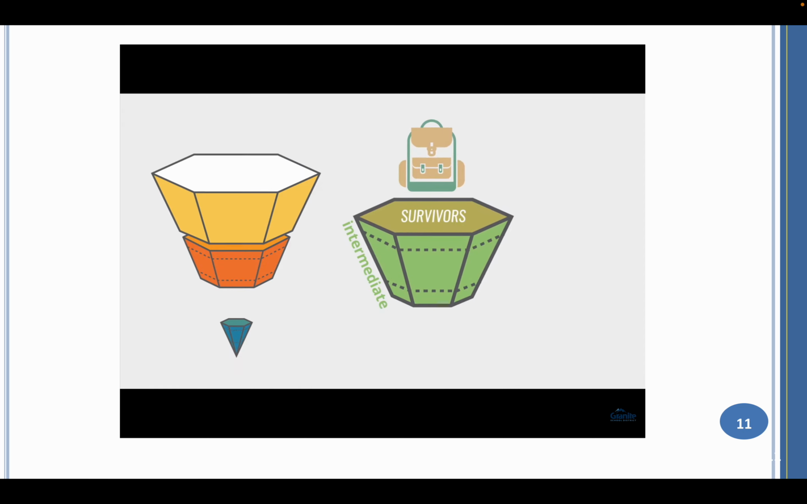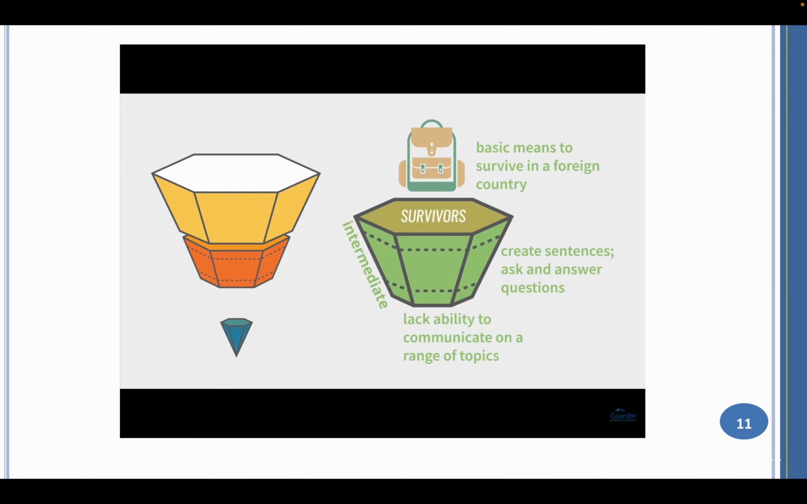Intermediates are like survivors. They have the basic needs to survive in a foreign country involving simple solutions. They can create simple sentences and ask and answer questions, but lack the ability to communicate on a range of topics and are prone to frequent misunderstandings or gaps in communication.